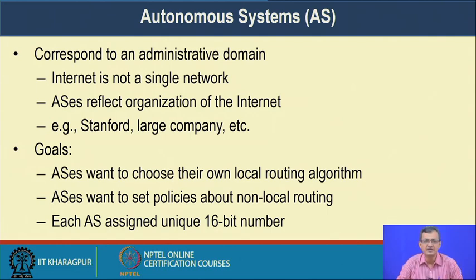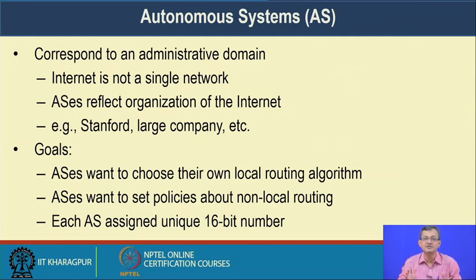So, we come to a concept called autonomous systems, which correspond to administrative domains. The Internet is not a single network; there are several autonomous systems reflecting organization networks. These have authoritative or administrative control of the network, like a university such as Stanford, a large company, or IIT Kharagpur, which can act as an autonomous system. The goal is that autonomous systems want to choose their own local routing.